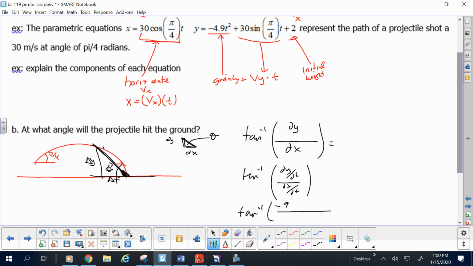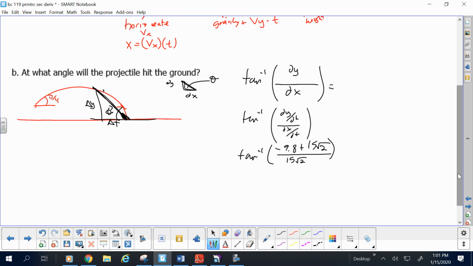Negative 9.8t. Think of that big expression as 30 root 2 over 2, or 15 root 2. You down? So what's the derivative of 15 root 2 t? It's 15 root 2, and the constant's derivative is 0. Okay. What about dx/dt? It's just 15 root 2, and the derivative of t is 1. Cool. Am I ready to put that into our calculator?